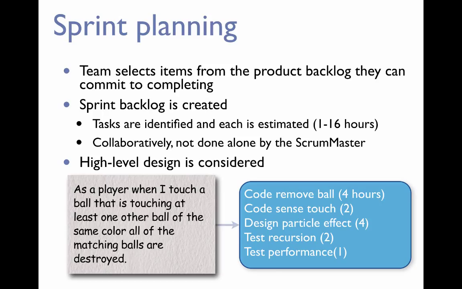So how this works, for instance, if you have a user story that you take from the backlog, something like, as a player, when I touch a ball that is touching at least one other ball of the same color, all matching balls are destroyed, right? Classic 3-tile matching game mechanic. You then ask yourself, okay, what do we have to do? We have to code the removing of the ball, the fact that the ball senses touch, the particle effect of disappearing. We have to test whether this works repeatedly, right? If other balls fall down, then again, the same things. And we have to test the performance. And then you estimate how many hours it takes. So that's the sprint planning process.